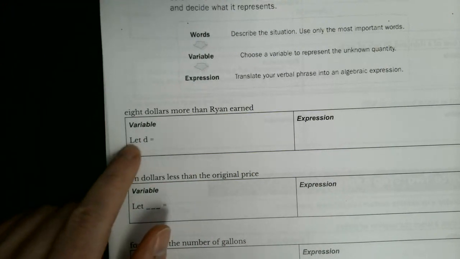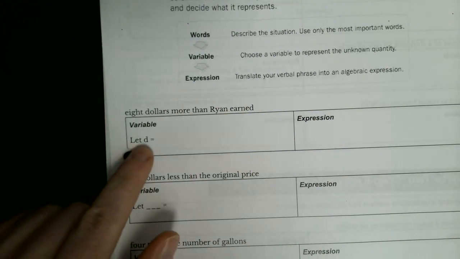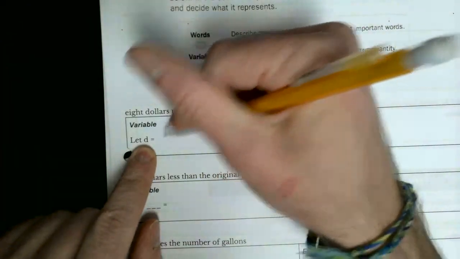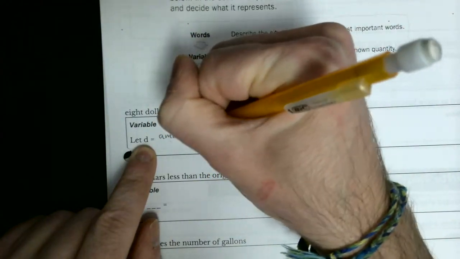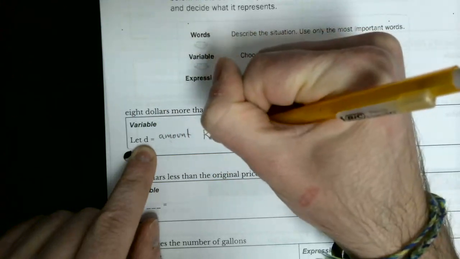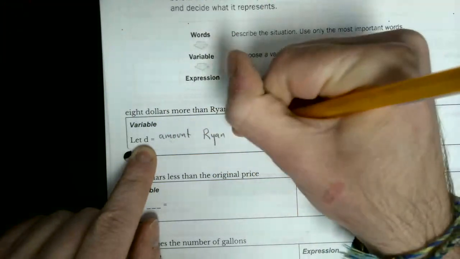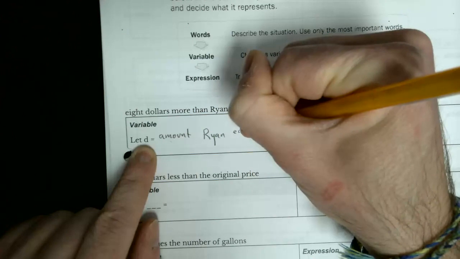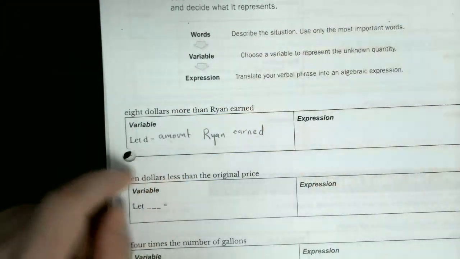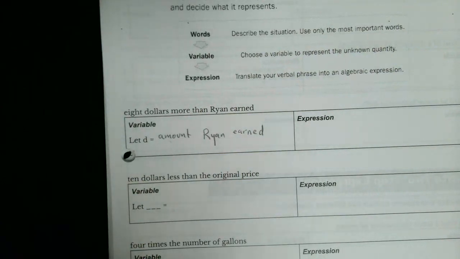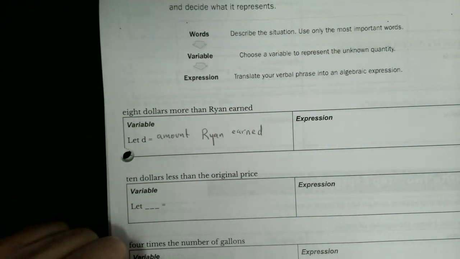So we're going to let D. This is called a let statement. We're going to write let D, D is going to be our variable for this one. Let D equal amount Ryan earned. Because this D has to equal a number. So amount Ryan earned, that's going to be a number. I'm not sure what that number is yet, but we're going to use that variable to help us write the expression.